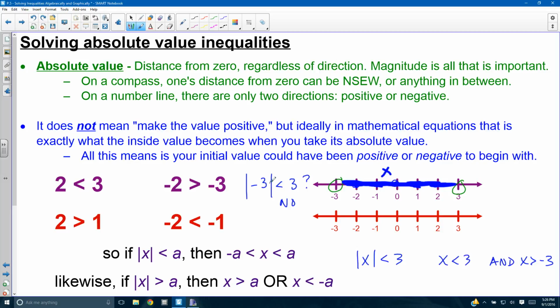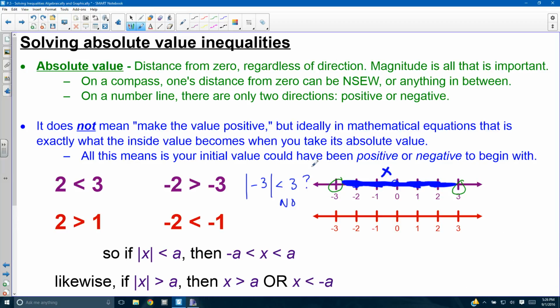If I do negative 10, yeah, negative 10 is less than 3, but not the absolute value of negative 10. So it's one of those things that when you're less than, you are within. Now, you can think of the opposite of that. What if you are outside of it? What if the absolute value of x is greater than a?